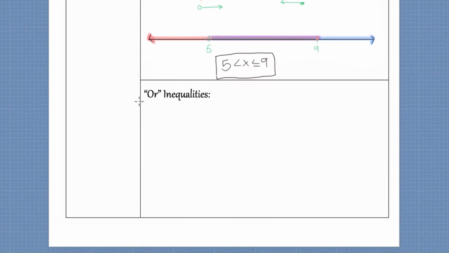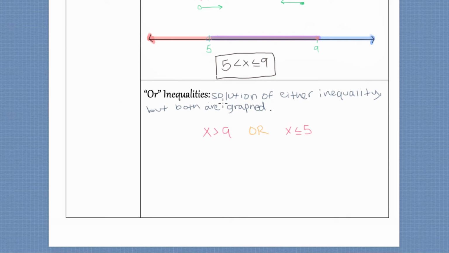So for OR inequalities, the solutions are the solution of either inequality, but both of them are still graphed. So let's say we have this inequality right here, and I want to graph the solutions of this inequality. To graph this, the first thing we're going to do is see if it's an open or a closed circle. For this one, x is greater than 9. It doesn't have the greater than or equal to symbol, so we're going to say it's an open circle. And since x is greater than 9, everything to the right is going to be considered a solution, so it's going to be pointing to the right.